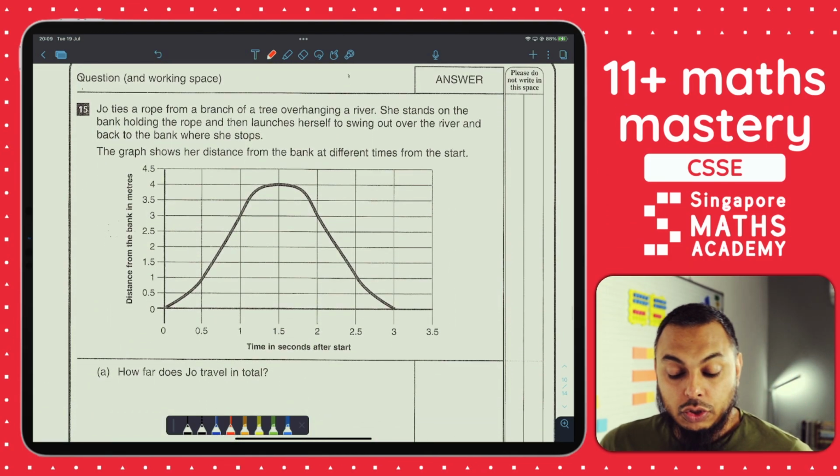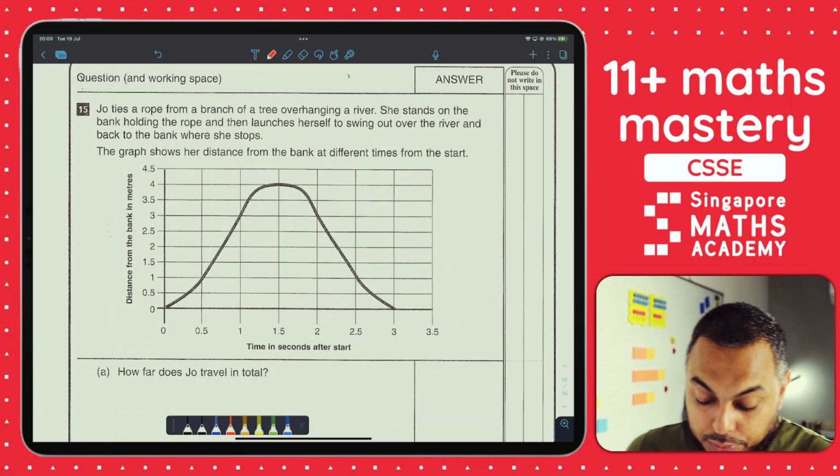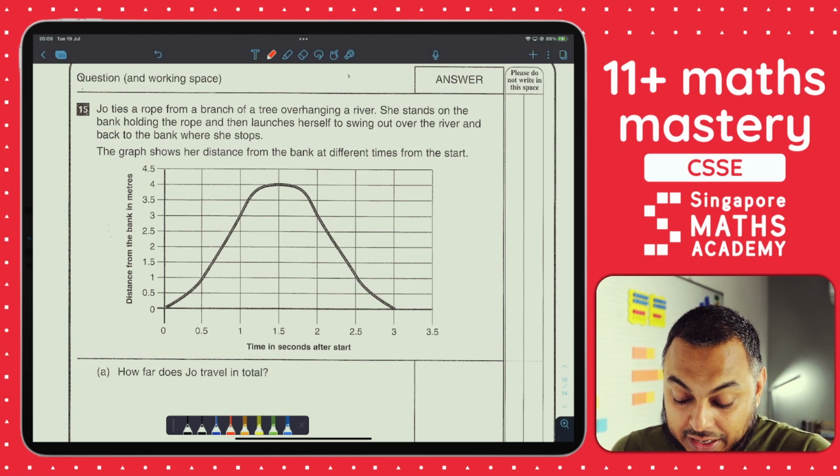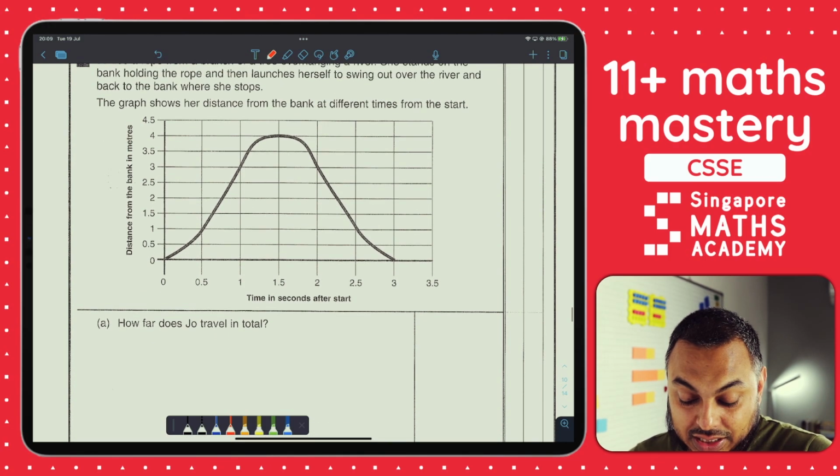Question 15. Joe ties a rope from a branch of a tree overhanging a river. She stands on the bank holding the rope and then launches herself to swing out over the river and back to the bank where she stops. The graph shows her distance from the bank at different times from the start. How far does Joe travel in total?